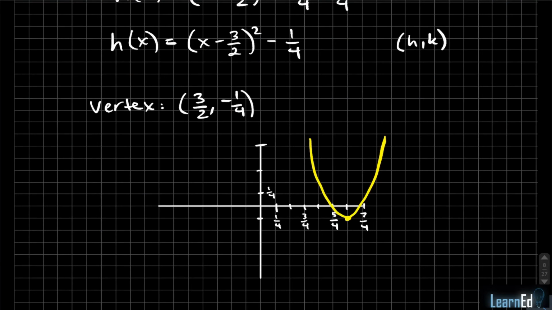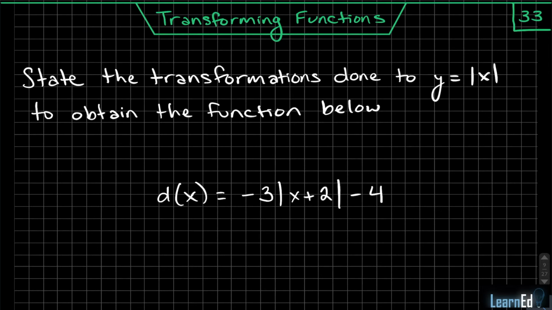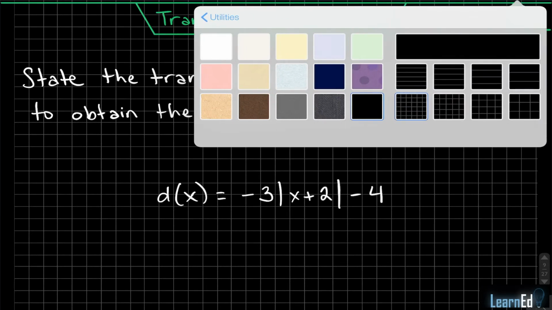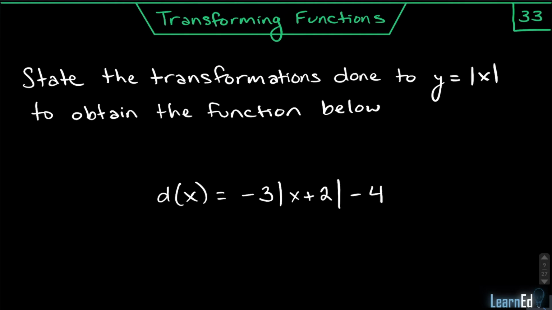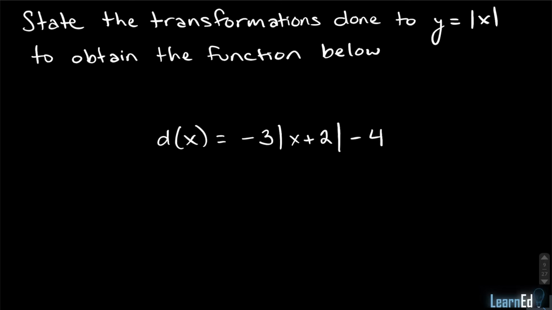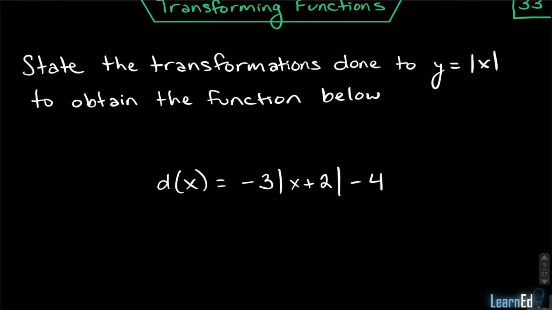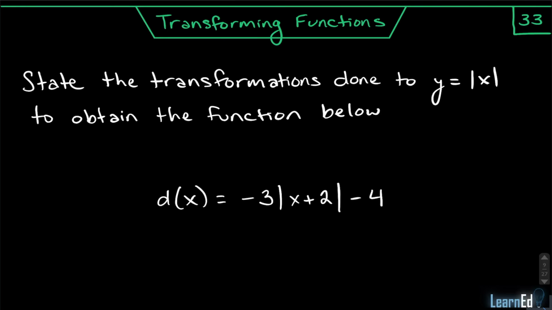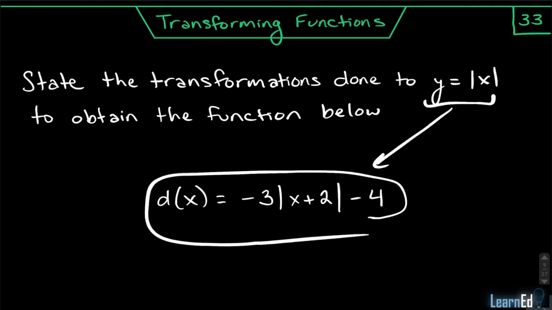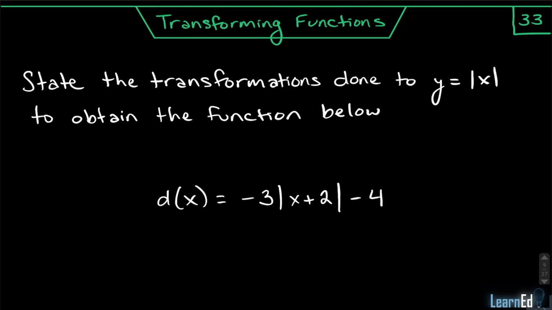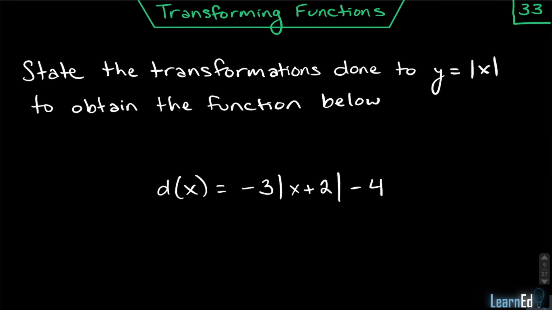Okay, so moving on to problem 33, and I'll switch back to a normal graph paper here. We want to state the transformations done to y equals the absolute value of x to obtain the function below. That function being d of x equals -3 times the absolute value of (x plus 2) minus 4. Okay, so basically the idea with this transforming section is that we start off with some graph y equals the absolute value of x, and we apply a series of transformations to get it to be this thing down here. Okay, so we have to ask ourselves, what are those transformations?